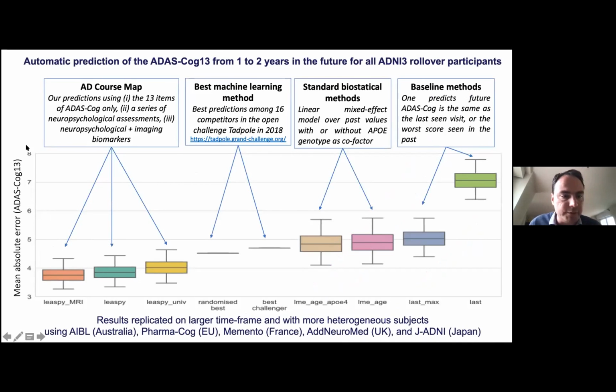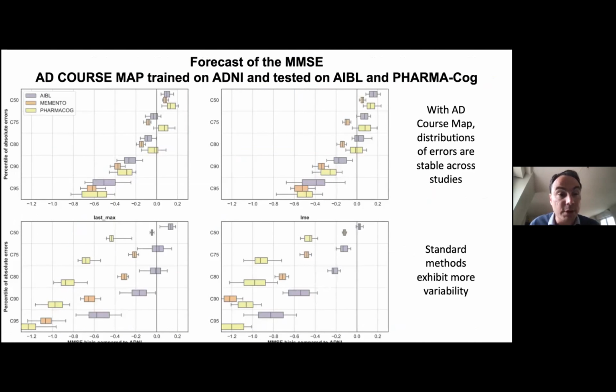Again, very short, we are very proud because we have evaluated the accuracy of the prediction in the framework of the Tadpole challenge that was run in 2018. We see that the 3 different models that we have trained, on the left, all give a better mean absolute error than the best method in the challenge. That was to predict the progression of the ADAS-Cog 13 in people with mild cognitive impairment. Surprisingly enough, this generalized much better to independent cohorts than the most standard biostatistical methods. I can come back to that later.